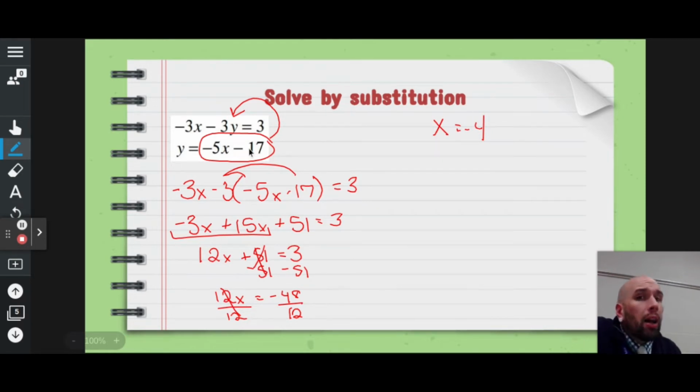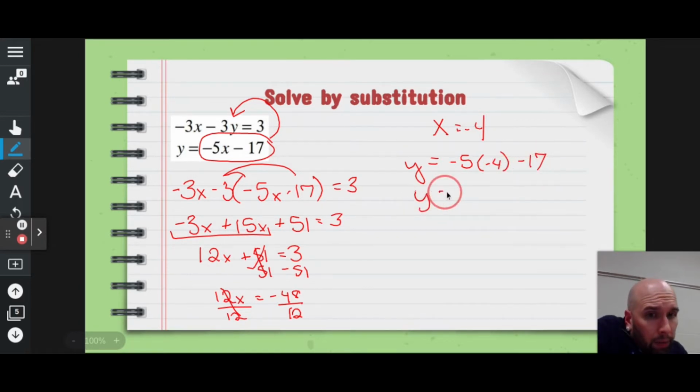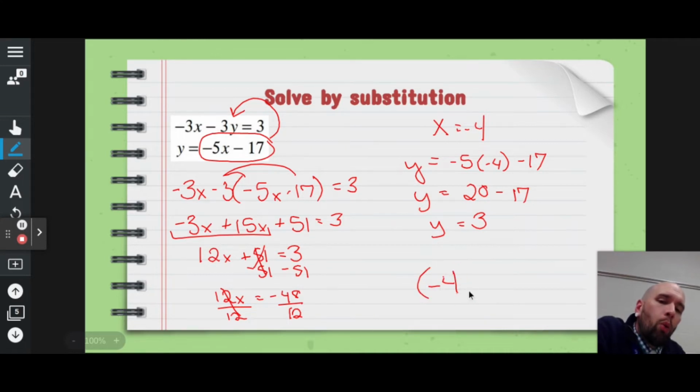I need to find y, so I'm going to plug it into the bottom one because it's easiest to find y when you have the bottom available. Y equals negative 5 times negative 4 minus 17. Negative 5 times negative 4 is 20. Minus 17 is 3. So if x is negative 4 and y is 3, the point where these two lines intersect is negative 4, 3.